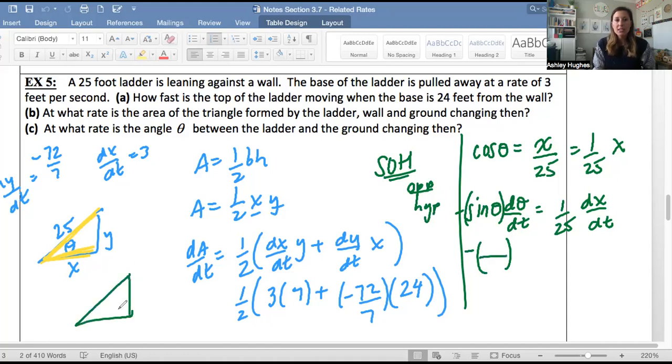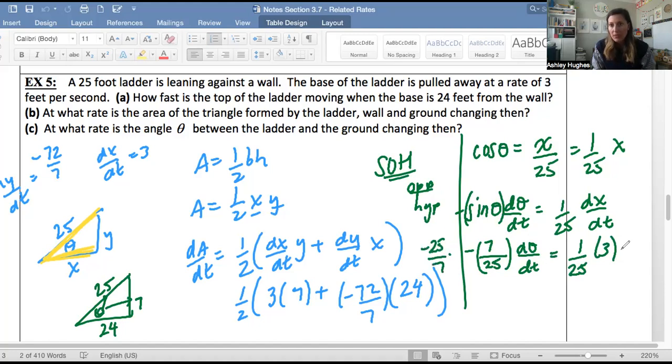And remember, we had that at this instant box. At this instant, this is 24, and this is 7, and this is 25. So at this instant, what's the sine of theta? 7 over 25. d theta/dt is what I'm solving for, and 1 over 25 dx/dt is 3. So I'm just going to multiply by the reciprocal, negative 25 over 7. And so d theta/dt, the 25's cancel. So d theta/dt is just negative 3/7 radians per, is it second? Yeah, second.